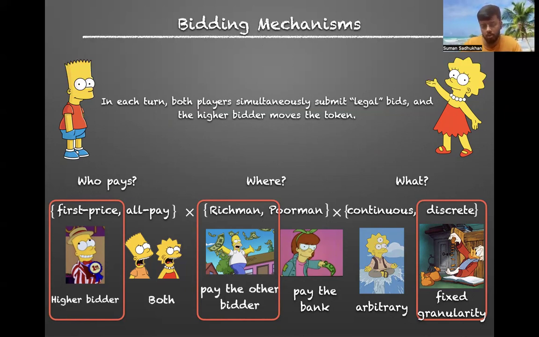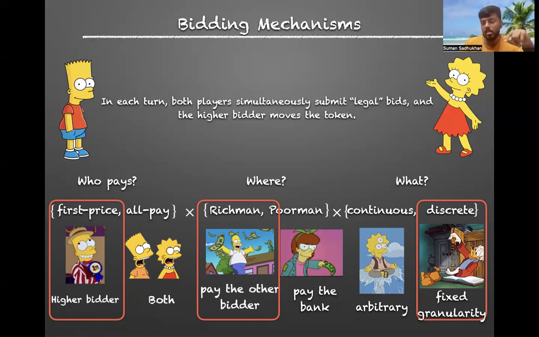For today's talk, you don't have to remember all of these variants. I'll only talk about first-price Richman, but both continuous and discrete. First price means the higher bidder pays, and Richman means the higher bidder pays to the lower bidder. So throughout the game, the total budget remains the same.